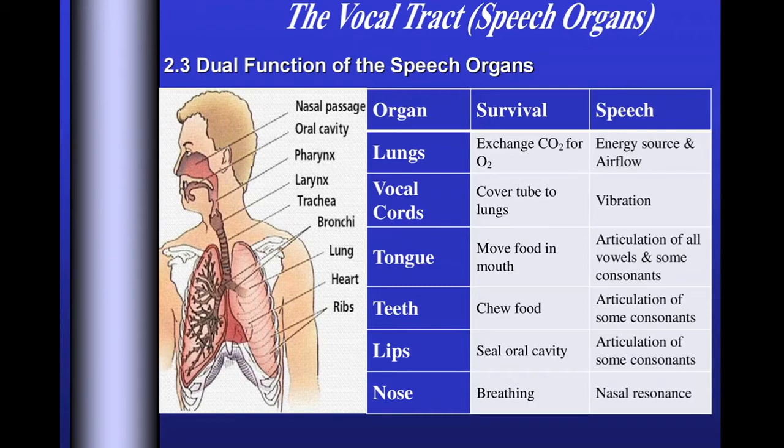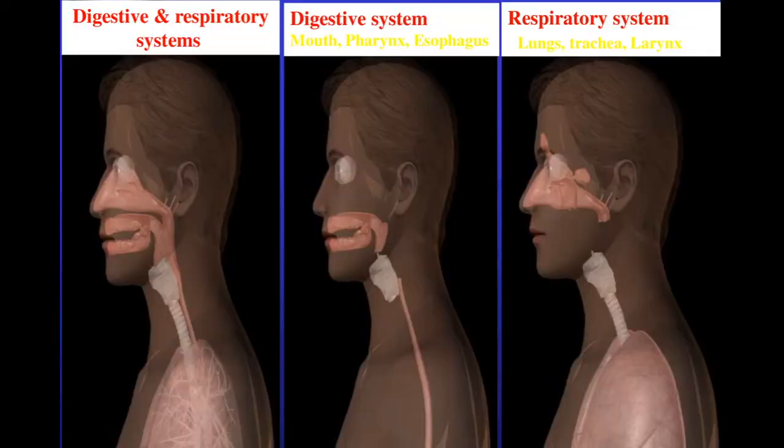The teeth are used for chewing food. In speech function, they articulate some consonants like th and the. The lips are used for sealing the oral cavity, and closing the mouth to prevent anything from falling out of the mouth. They articulate some consonants like p and b, m and w. The nose is used for breathing. In speech, it is used for nasal resonance. In the human body, we have 2 systems that contribute to the production of speech: the digestive system and the respiratory system.